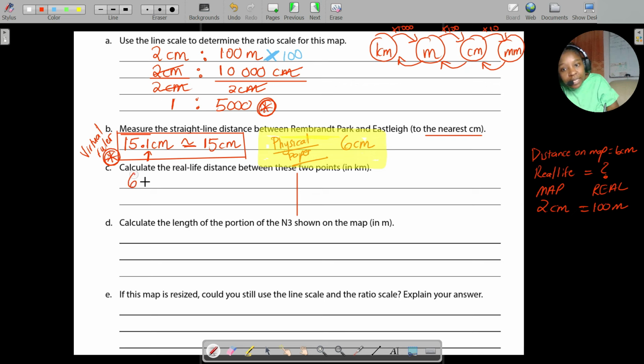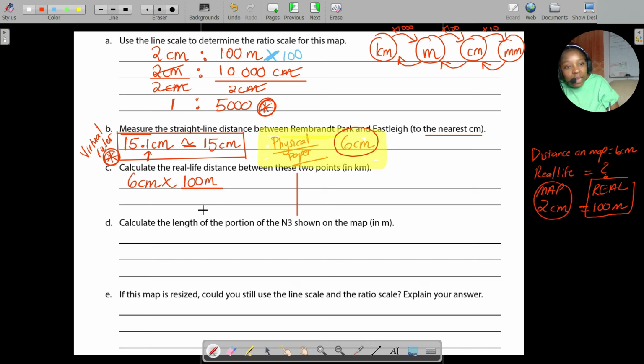You're just going to take that 6 centimeters multiplied by what you want. Remember, we want to work with this answer. So we take that 6 centimeters multiplied by what we want. What do we want? We want the real. So you're going to multiply by 100 meters divided by what you have, which is the map.